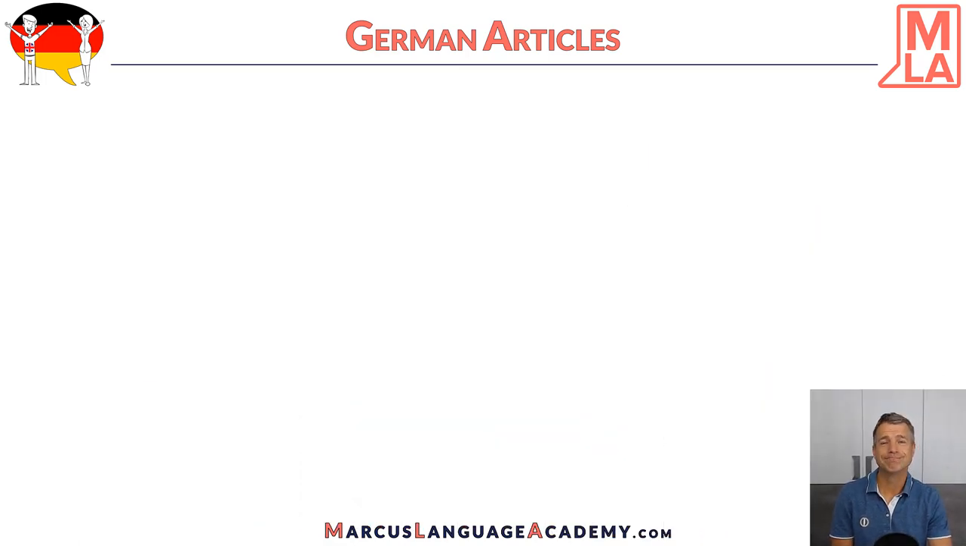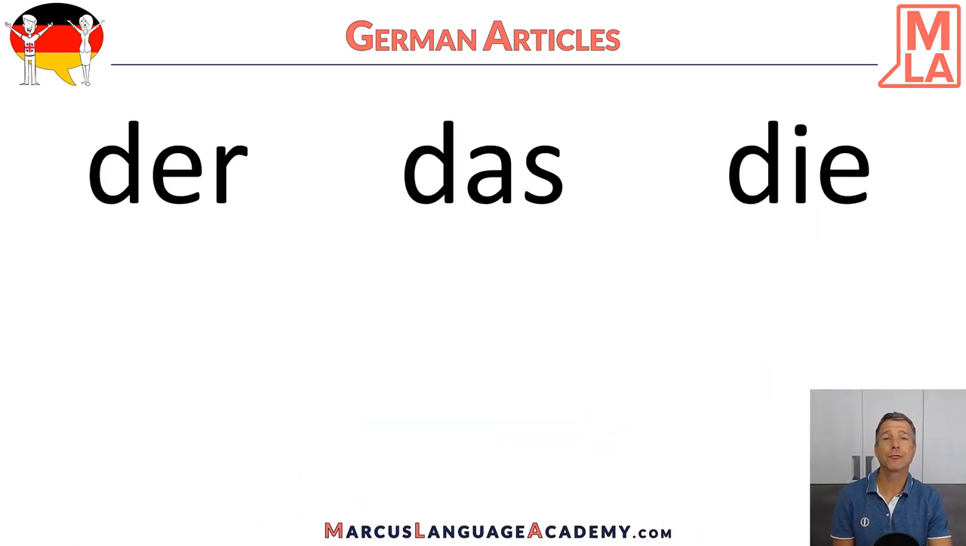In German, the problem is we have three different articles, three different genders. Der, the masculine, das, the neuter, die, the feminine article. And somehow most people don't know which article is correct for which noun.